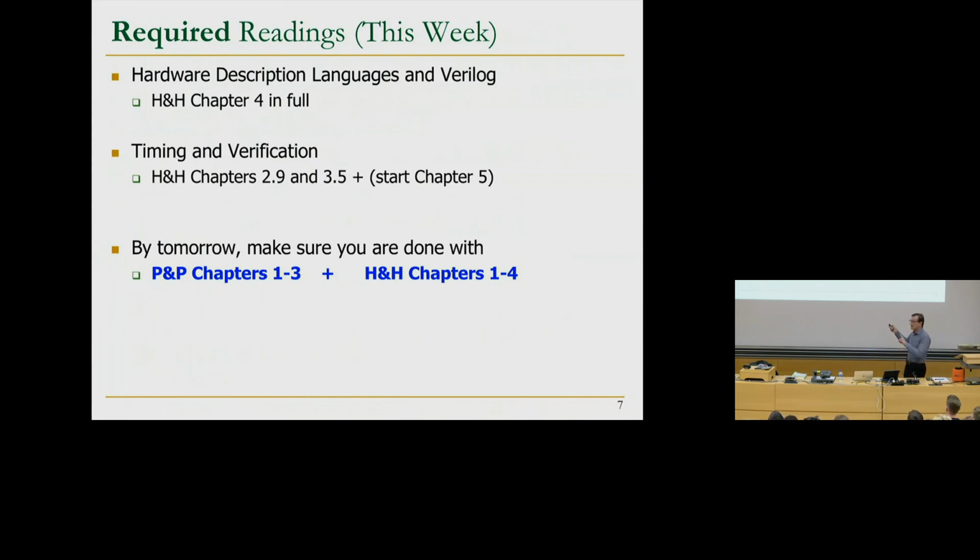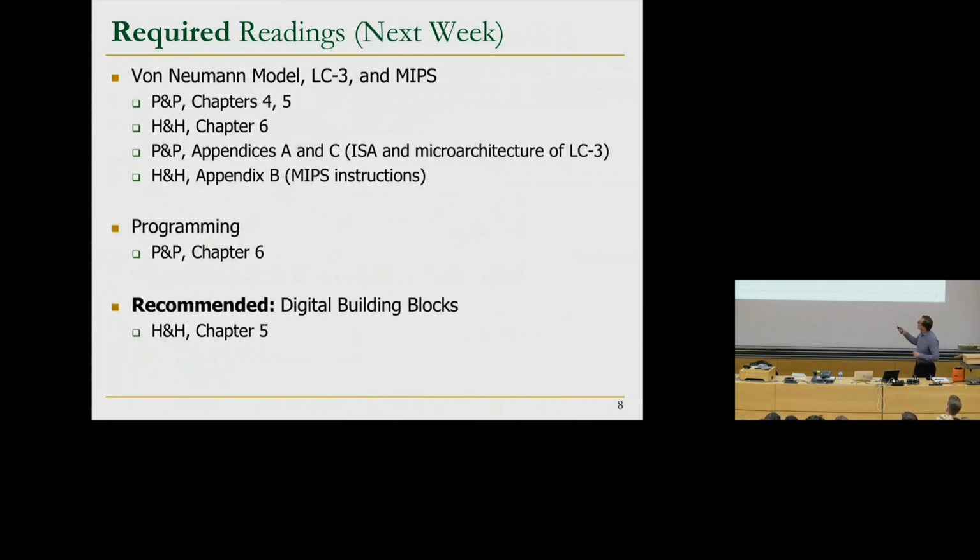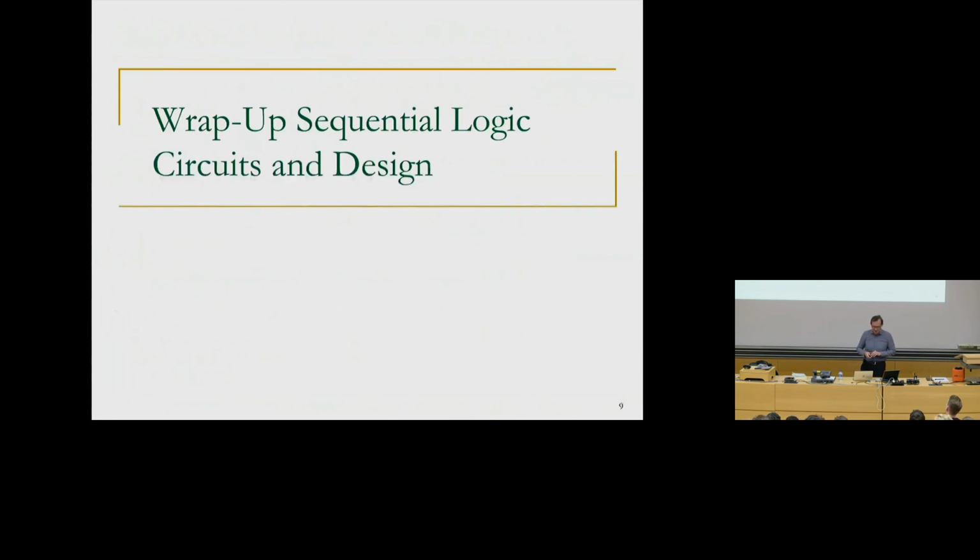Okay, for tomorrow, hopefully you'll do the timing and verification readings. The lecture will be a lot easier if you actually do these readings tomorrow. And this is only in Harris and Harris, this book. It's decomposed into two chapters. One is in 2.9, and the other is in 3.5. Okay, you don't need to do chapter 5 yet, but that's going to be useful in the future. Okay, and next week, there are more readings. This is for next week's lectures, and I'll leave these slides. You don't need to do them right now. Just do tomorrow's reading for tomorrow.